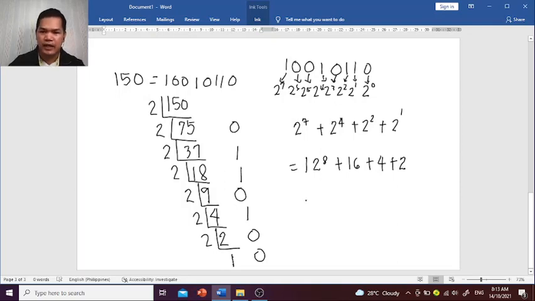So let's try 128 plus 16, that is 144, plus 4, 148, plus 2, we have 150. Therefore, 10010110 is equal to 150.